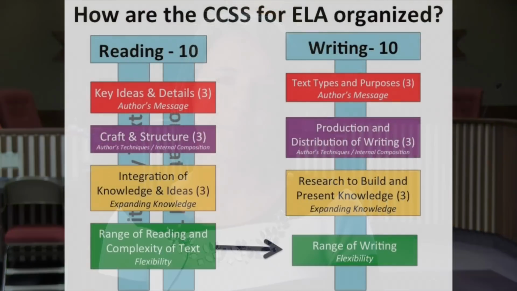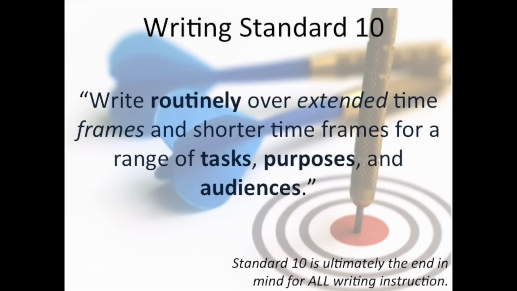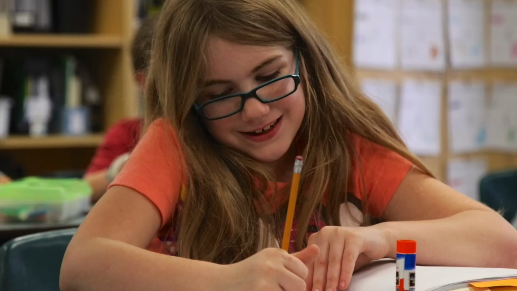The last standard in the writing strand is under the heading of Range of Writing. This standard asks for students to write for short and extended time frames and for a variety of purposes, audiences, and tasks. This standard is truly the application of the writing process and really develops a well-balanced writer who's able to write for different types of purposes and for different tasks.